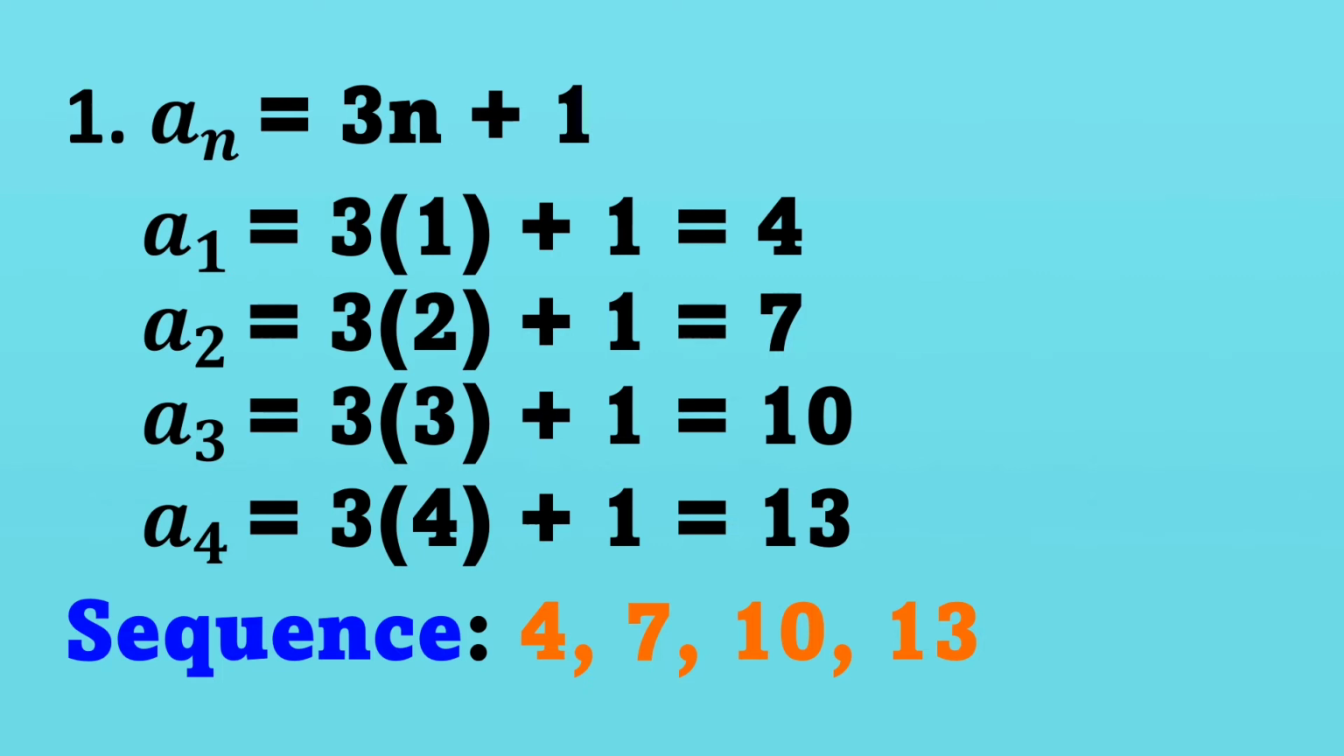a sub 1 equals 3 times 1 plus 1 equals 4. a sub 2 equals 3 times 2 plus 1 equals 7. a sub 3 equals 3 times 3 plus 1 equals 10, until we get a sub 4, which equals 13. So the terms in the sequence are 4, 7, 10, and 13.